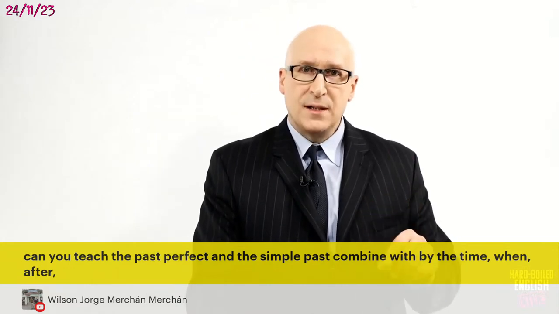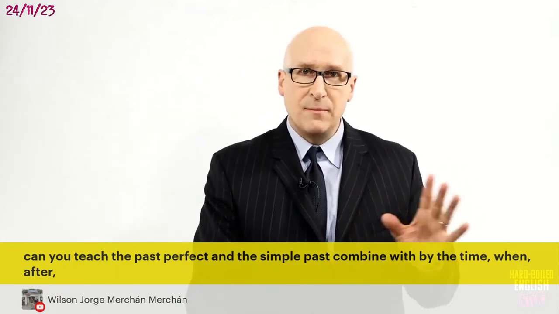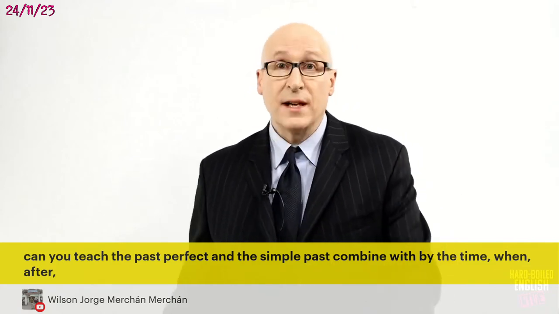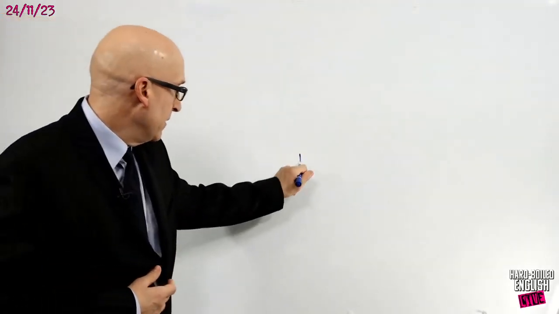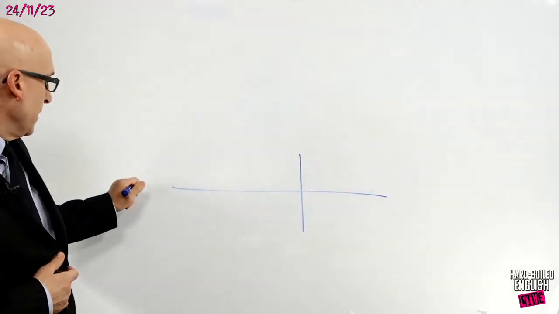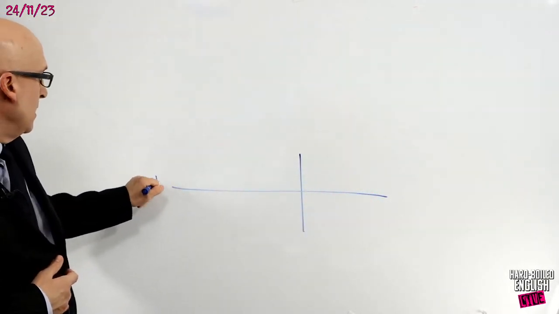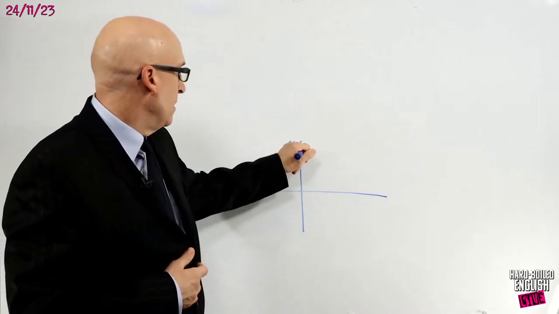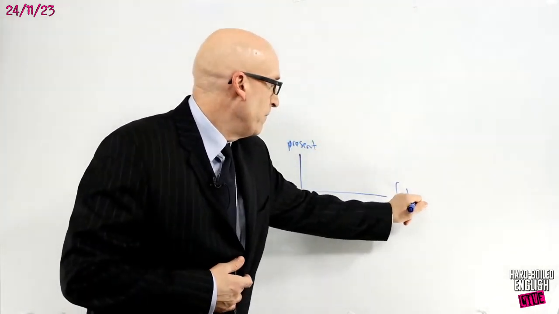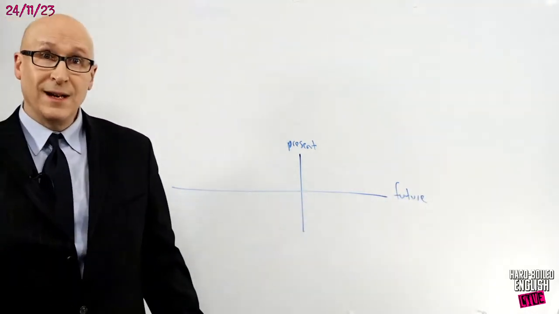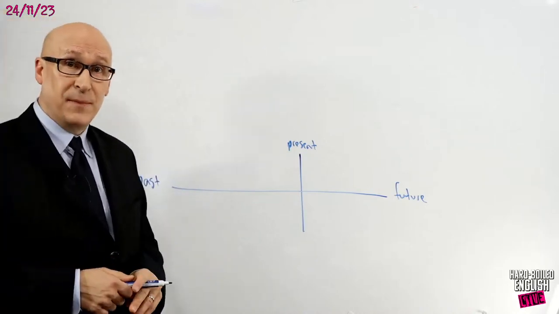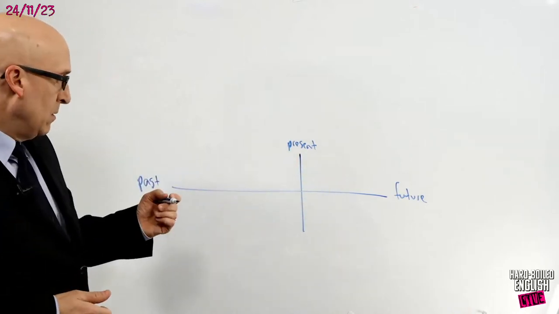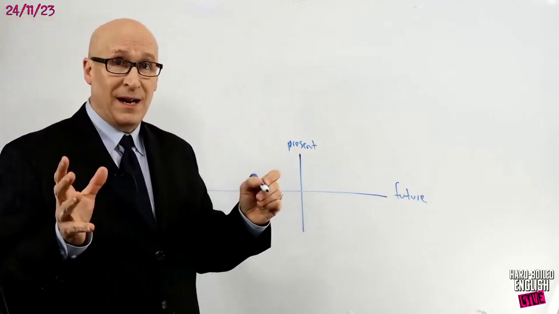Past perfect and simple past are often mixed up, and they're different. So let's take a look at that. First thing, I will put a timeline down here. So we're talking about the past, the present, and the future. Because past perfect and simple past are verb tenses, and they communicate ideas about the time. Okay? So let's review simple past first.